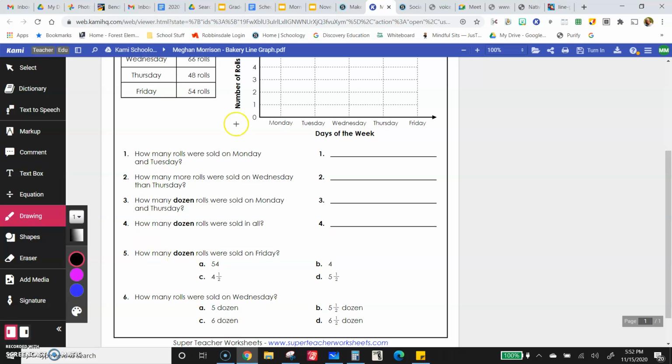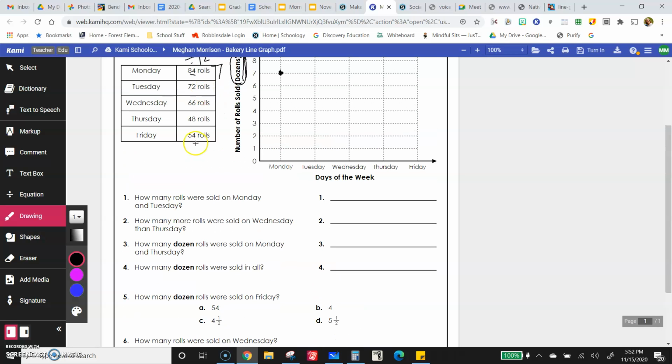Notice there's just a number of questions, like how many dozen rolls were sold on Friday? Well, Friday, if I divide by 12, I'm actually going to get 4.5. Remember that 0.5 is the same thing as 1/2. All right, there's another clue for you. Good luck. Let me know if you have any questions.